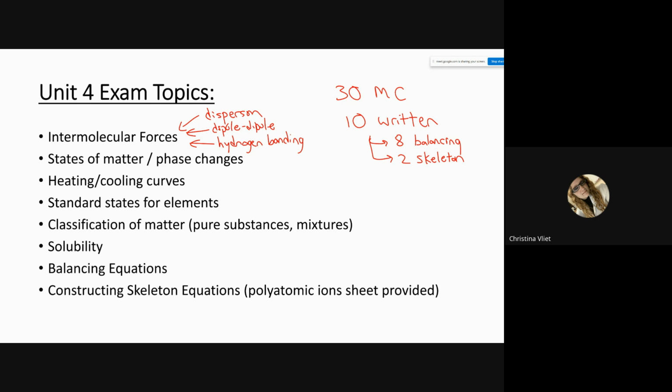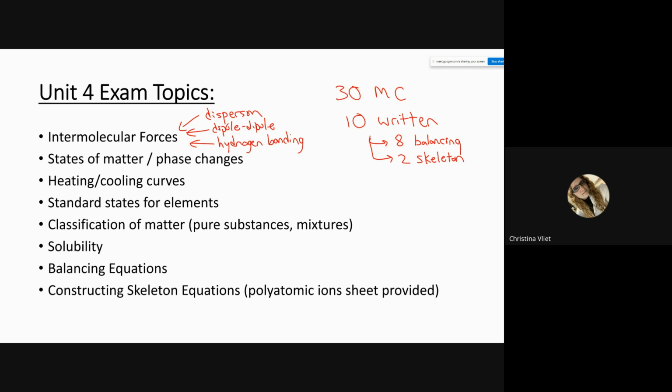You have to be able to look at a compound and know how it attracts to other compounds, whether it's dispersion forces, dipole, or hydrogen bonding. The next thing we went over was states of matter. You have to memorize for all of your elements what states of matter they naturally exist in, and then you have to know about all your phase changes. Solid to liquid, liquid to gas, gas to solid, solid to gas. Study that. That was in a lesson that we had done this unit.